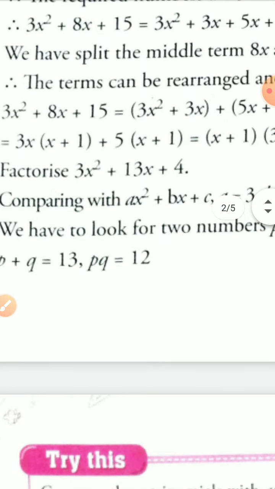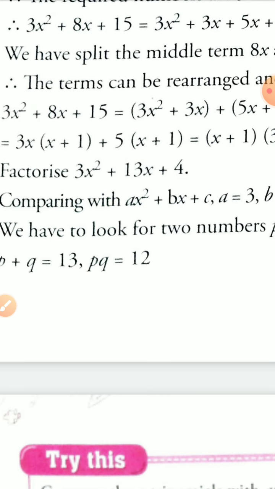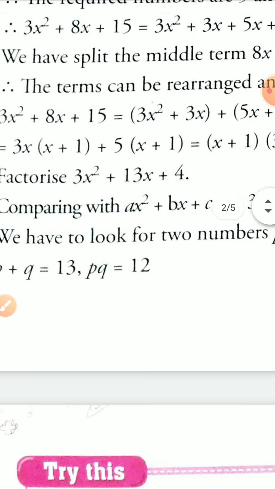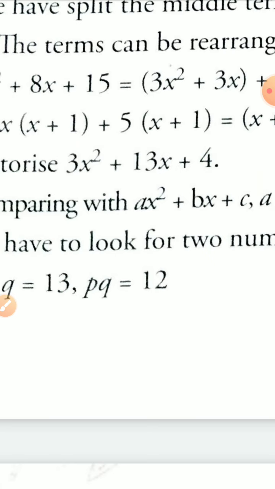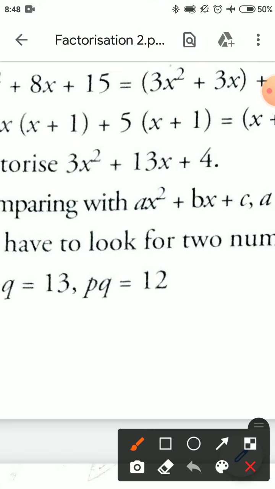See, while doing middle term factorization, all you have to do is first multiply the first term with the last term, and then split the middle term in such a manner that when you split the middle term into two parts, the product of those two parts should be equal to the product of first and last term, right? So suppose in this again, if you multiply this 3x square with 4, what you will get is 12x square, right? You will get 12x square.